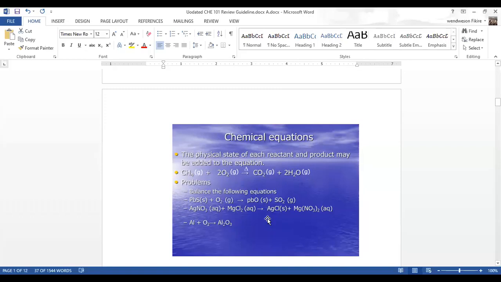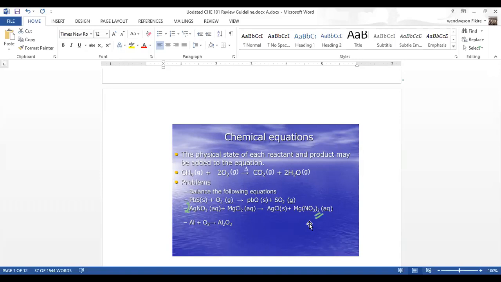So if you have to balance the equation, start with the polyatomic ion first. For example, we have silver nitrate reacts with magnesium chloride. You have silver chloride and magnesium nitrate. Here you have one nitrate, and here you have two nitrate. Because you have two nitrate here, you're going to put two here. That way you are able to balance.